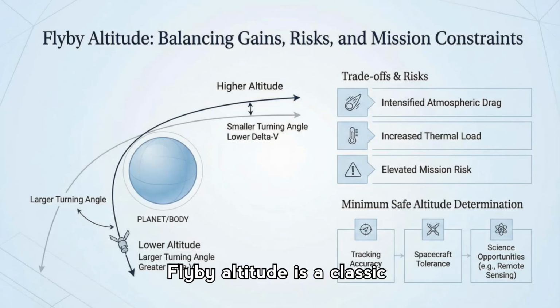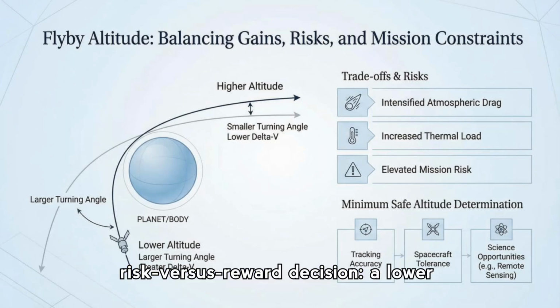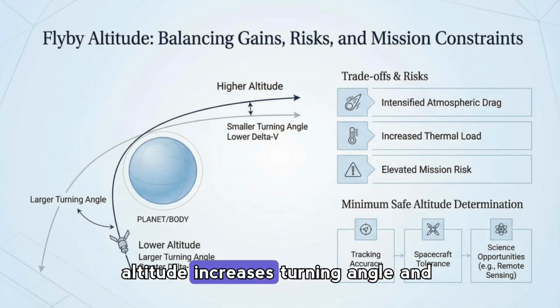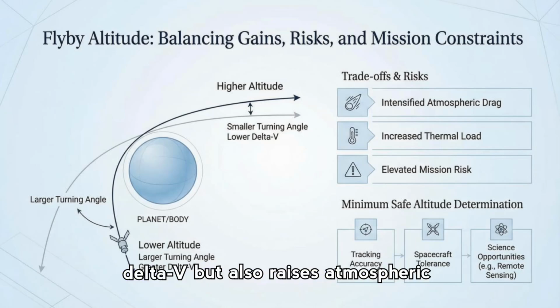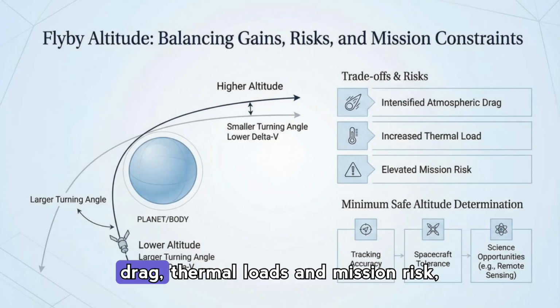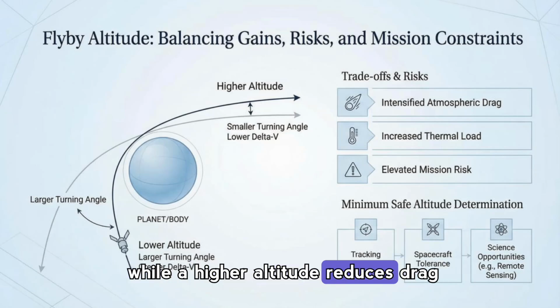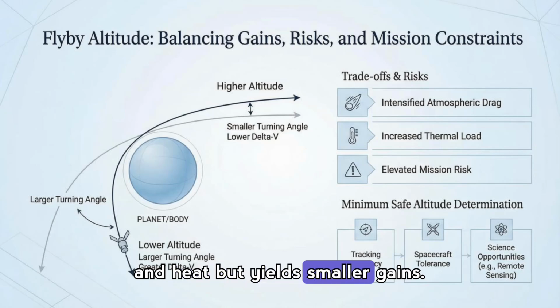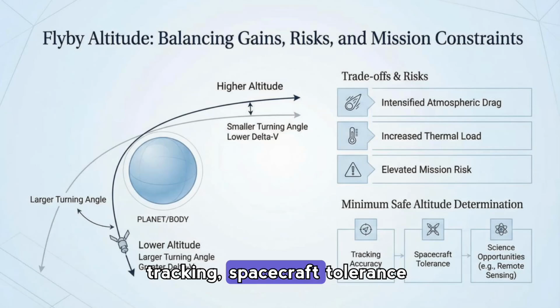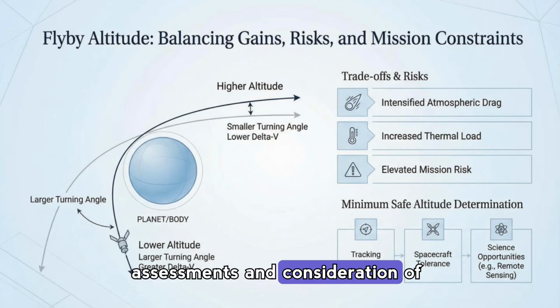Flyby altitude is a classic risk versus reward decision. A lower altitude increases turning angle and delta-v, but also raises atmospheric drag, thermal loads, and mission risk, while a higher altitude reduces drag and heat but yields smaller gains. Determining the minimum safe altitude therefore requires accurate tracking, spacecraft tolerance assessments, and consideration of science opportunities like remote sensing.